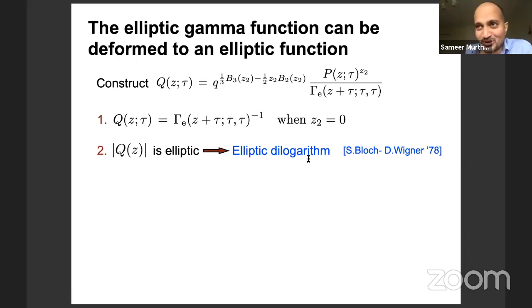I also like to make this joke. For us physicists, this is neither the Bloch nor the Wigner that we know. Okay, they're both number theorists.